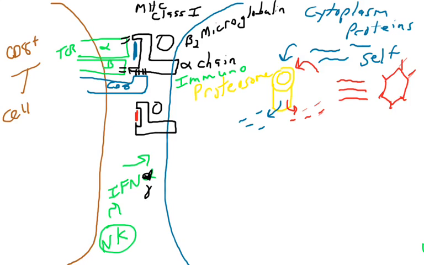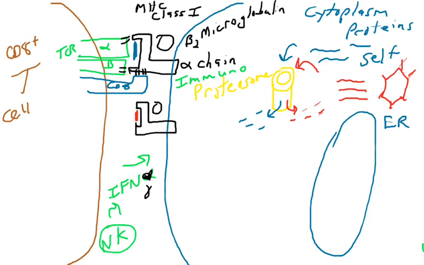So we call this change in the proteasome... now it looks like a slightly different proteasome. It's got a couple different subunits. We call it the immunoproteasome. So this proteasome is really likely to help load peptides on its surface.